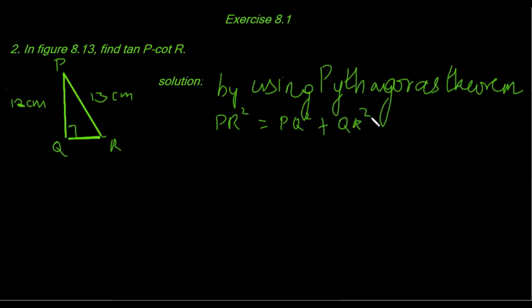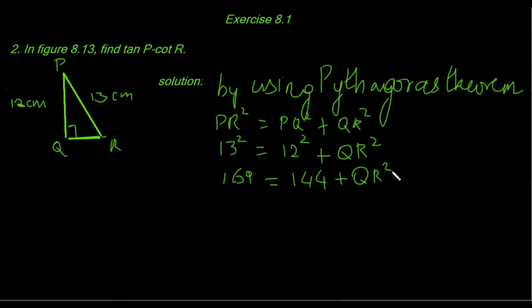Now let's substitute the values according to the diagram, where PR is equal to 13. So by substituting it in the formula we get 13 square. So that is equal to PQ, that is 12. By substituting in the formula we get 12 square, and QR, which is an unknown value, so we have to write it as it is. So 13 square, as we know, is 169, that is equal to 12 square, that is 144, plus QR square.